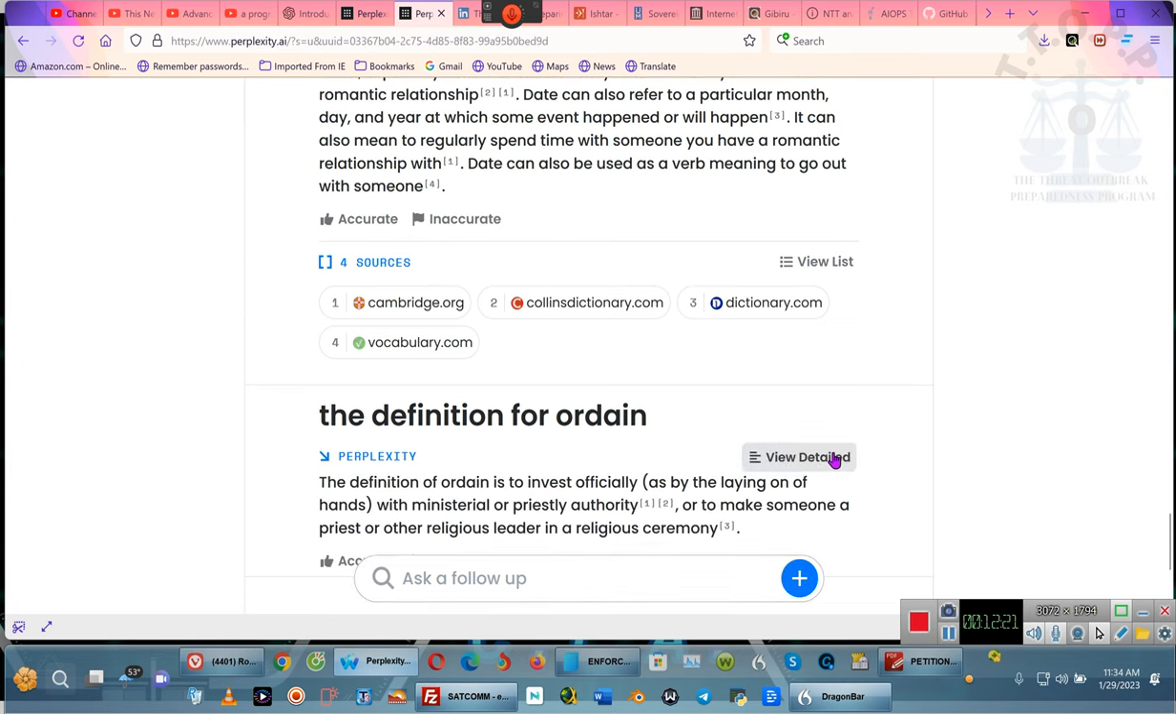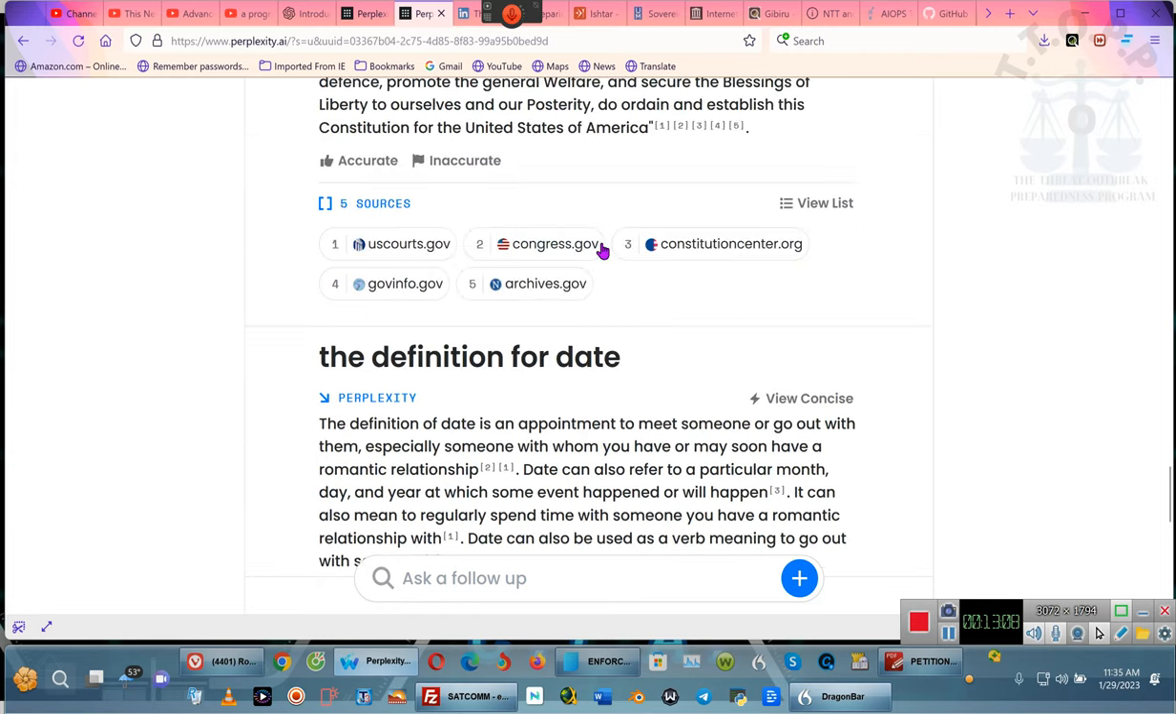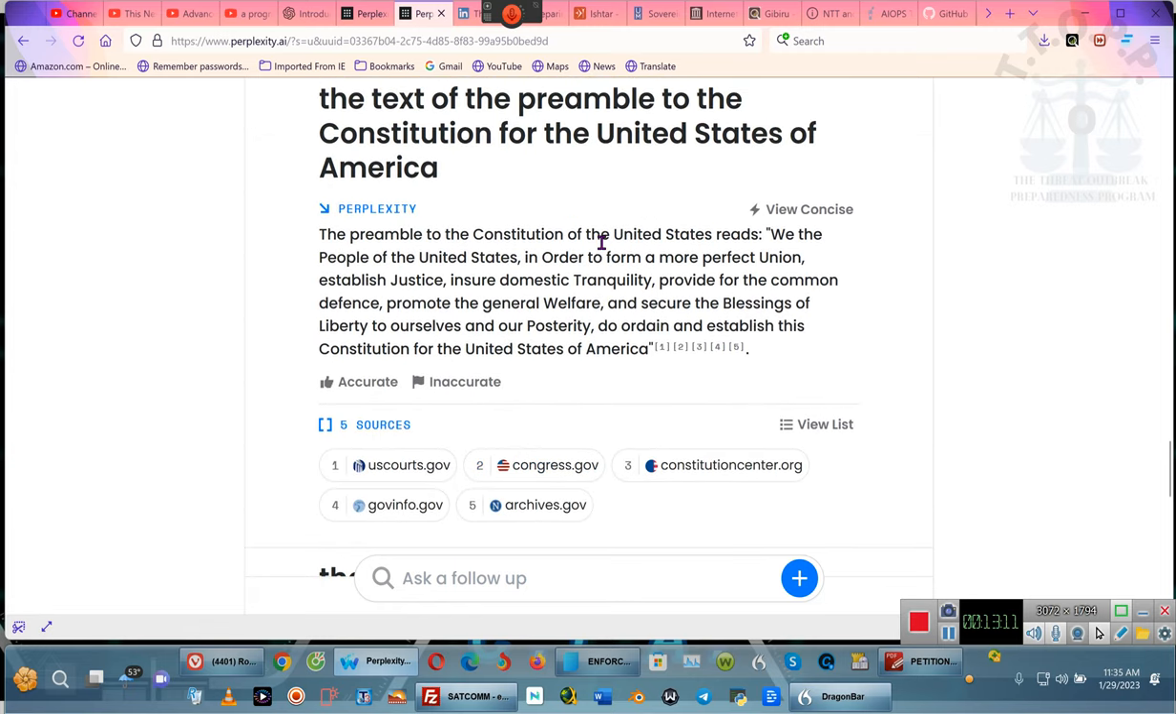Ladies and gentlemen, definition for ordain. Come on now, we always do the precise one, the more defined definition. The definition for ordain is to invest officially as by the laying on of hands with ministerial or priestly authority. It can also mean to enact or establish by law, edict, etc., or to decree. Additionally, it can refer to officially making someone a priest or other religious leader in a religious ceremony. All baptized Jehovah's Witnesses are ordained ministers. Just that simple. Every single one of them. Now, that's how I know what the definition of ordained is, because I looked it up once I found that little tidbit out. By law, they are ordained ministers.